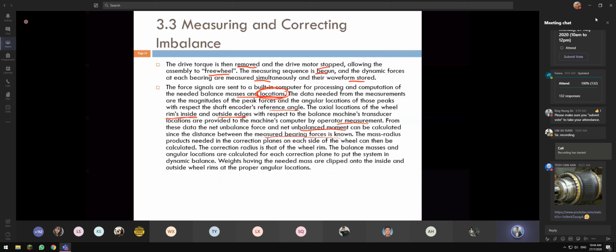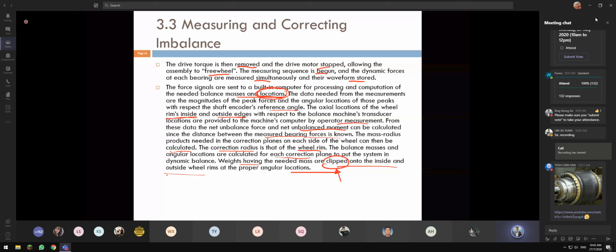So the mesh radius products needed in the correction plane on each side of the wheel can then be calculated. The correction radius is always the wheel rim radius. Then the balance mass and the angular location are calculated for each correction plane, and the needed masses are clipped onto the inside and outside wheel rims. Here we still use the word clip, but nowadays if you don't use a steel rim, you only stick the balance mass on, no more clip.